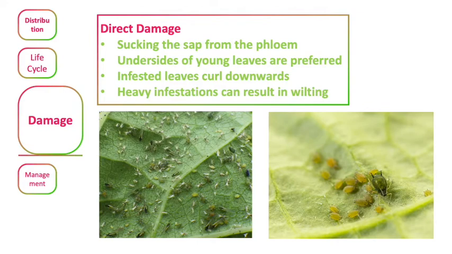Direct damage. Aphid cause direct feeding damage to cotton, okra, and some other crops by sucking the sap directly from the phloem, causing the removal of nutrients. The drain on plant nutritional resources can be considerable. Adverse physiological responses of plants to direct feeding can also occur. The undersides of young leaves are preferred, but the entire plant may be covered when populations are large. Infested leaves curl downwards and may appear wrinkled or reddened.